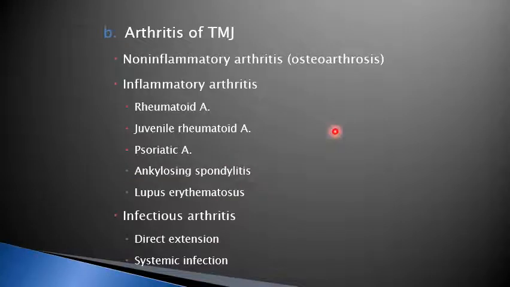Then inflammation of the temporomandibular joint. Inflammation of a joint is called arthritis. So don't confuse it with arteritis. Arteritis is inflammation of arteries. This is inflammation of the joint.